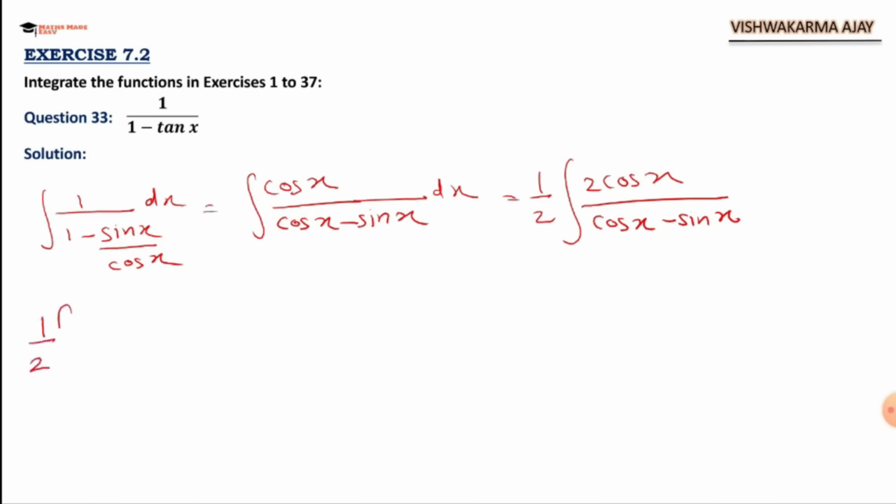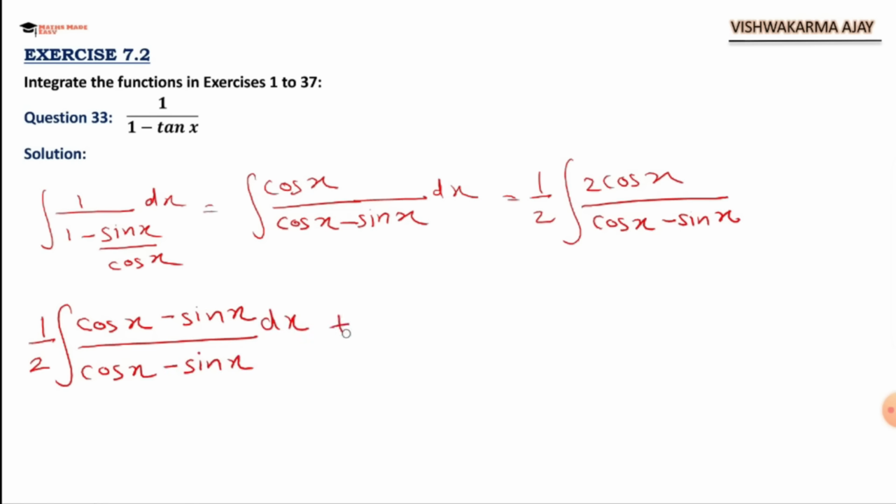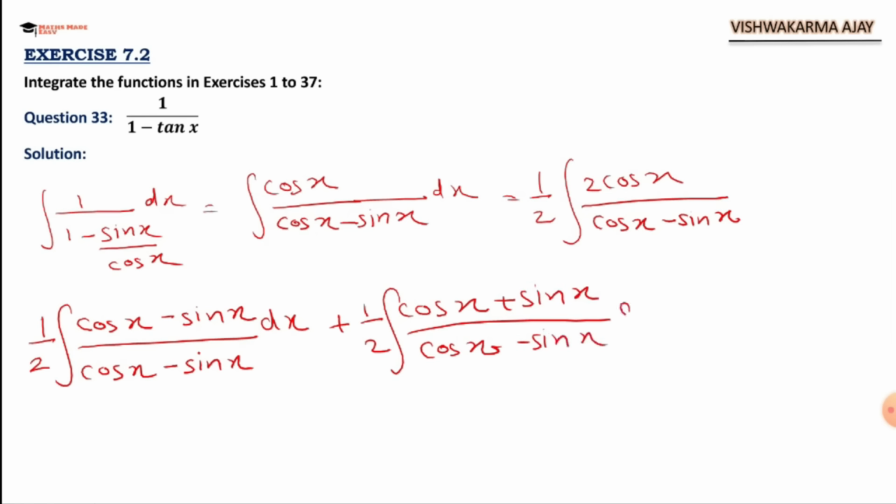1 upon 2, cos x minus sin x upon cos x plus sin x dx, plus 1 upon 2, cos x plus sin x upon cos x plus sin x dx.